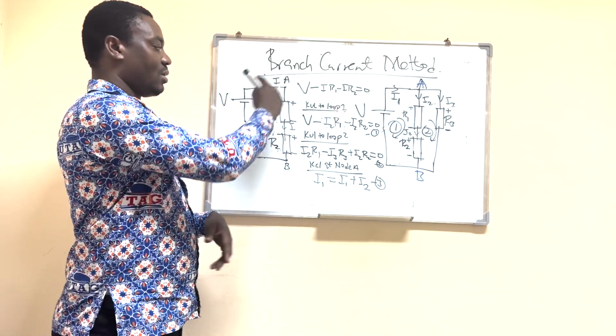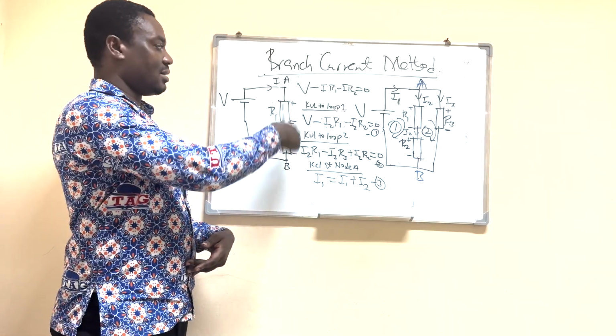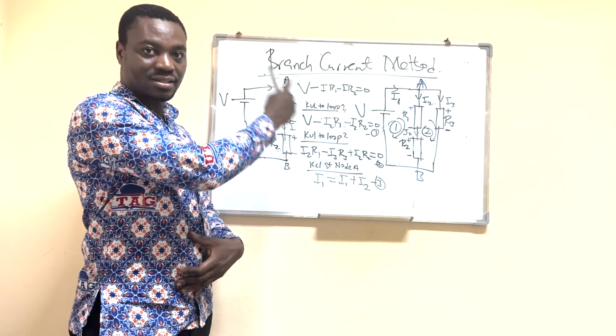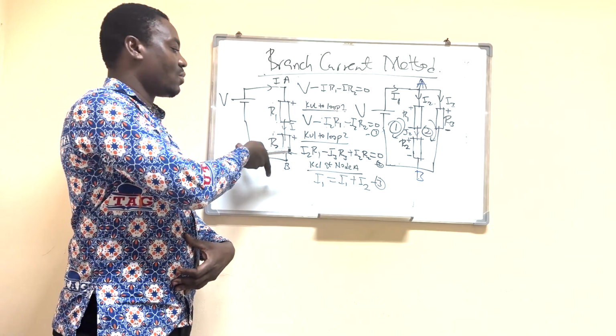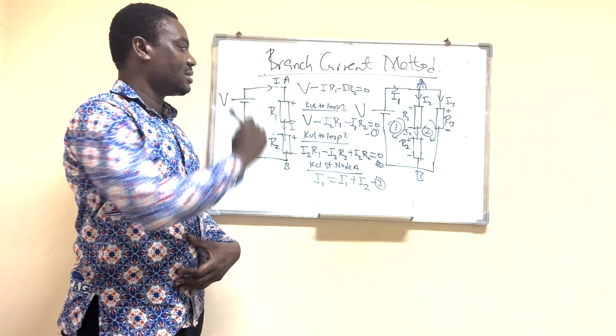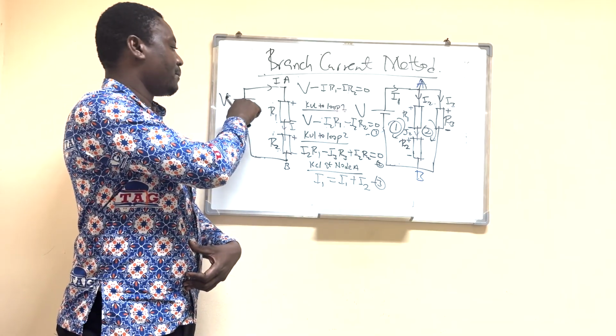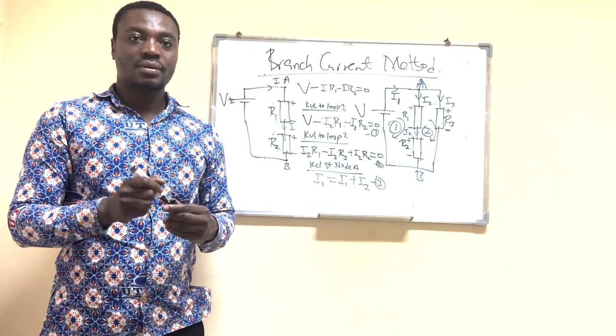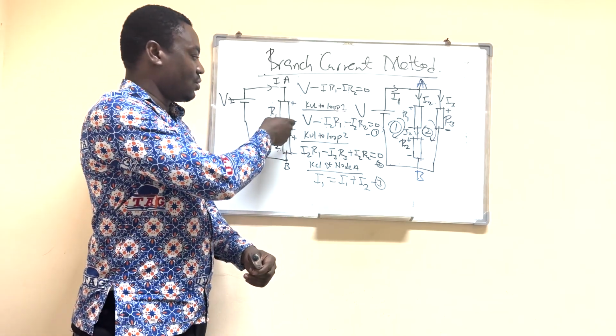Here we are moving clockwise. Once you are about to apply Kirchhoff voltage law, you will choose your direction, right? So you can move clockwise or anti-clockwise. So here I'm moving clockwise, and here with minus to plus, which is rise, and then here we have drop.